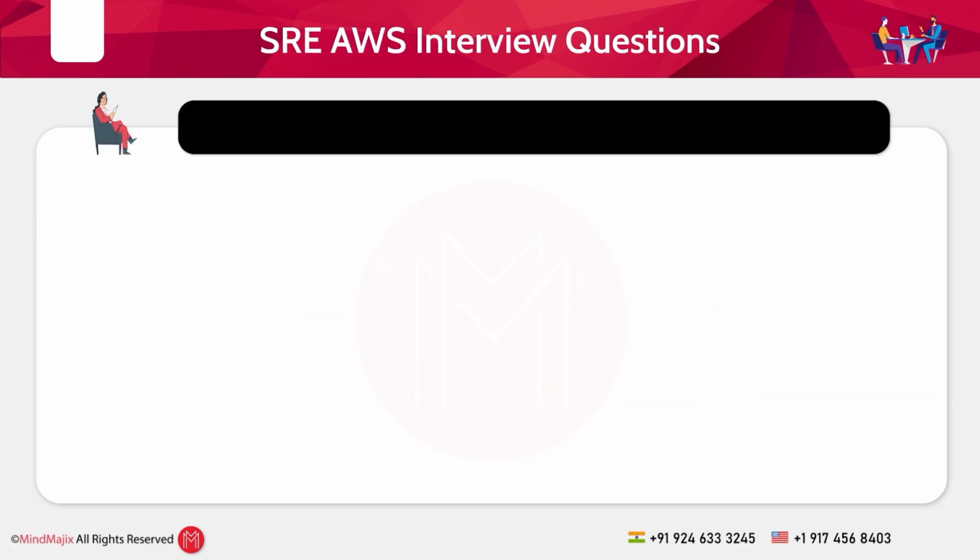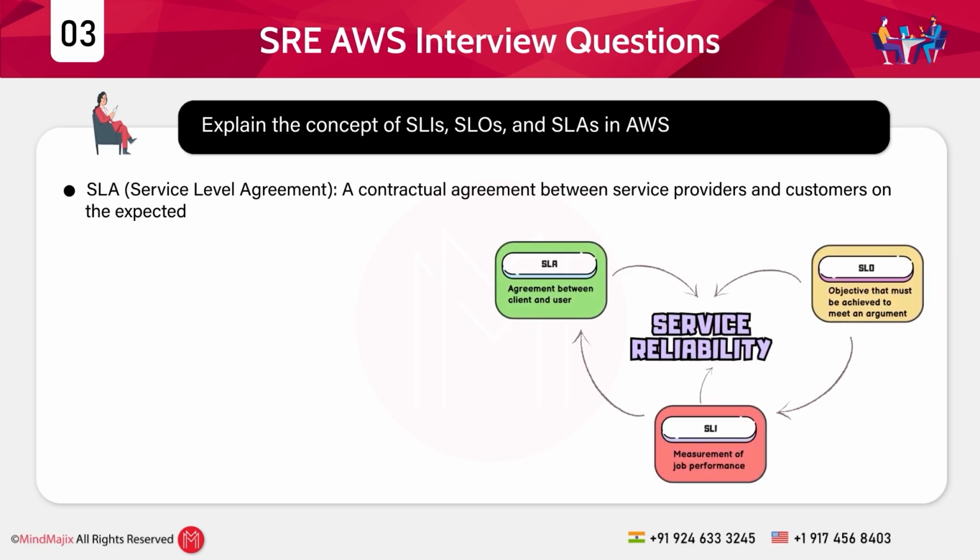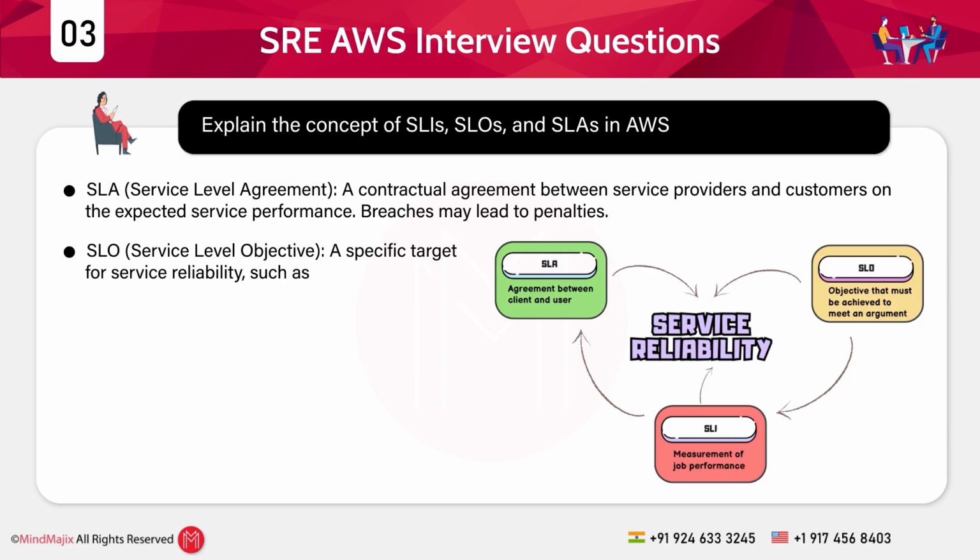The next question is, explain the concept of SLI, SLO, and SLA in AWS. So SLI, which is nothing but service level indicator, these are the metrics that measure the performance of a service. For example, the latency of an API in AWS. Now, if you talk about SLO, these are nothing but the service level objectives, and these are the target values or the ranges for these indicators, such as 99.9% uptime for a web application.